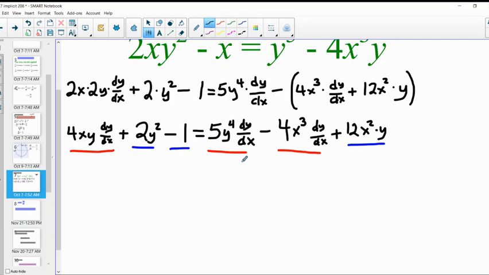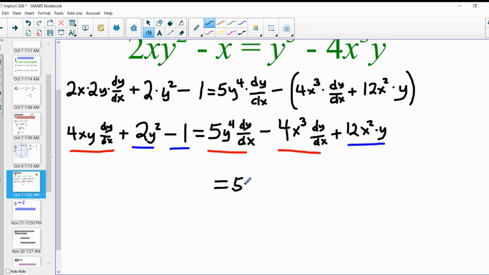It really doesn't matter which way I do this, but I notice that I've got 2 terms with dy dx on the right side already, so I'll just keep those there, and I'll subtract this 4xy dy dx term over to the right side. Likewise, I've got 2 terms on the left side that don't have dy dx and only 1 on the right side that doesn't. So I'll subtract this 12x squared y term from both sides, and I'll also subtract this 4xy dy dx term so that all of my dy dx terms will be on the right side.